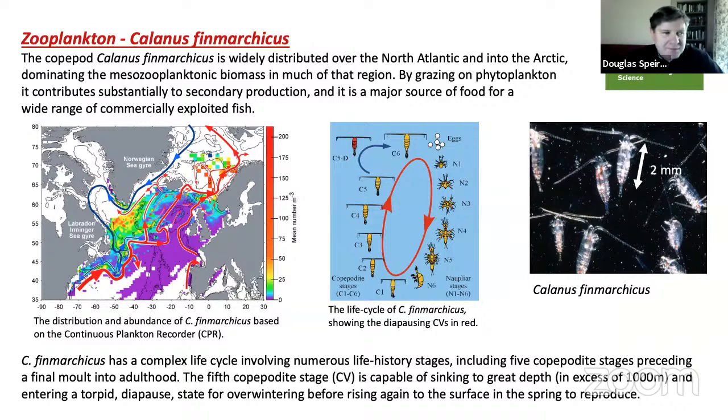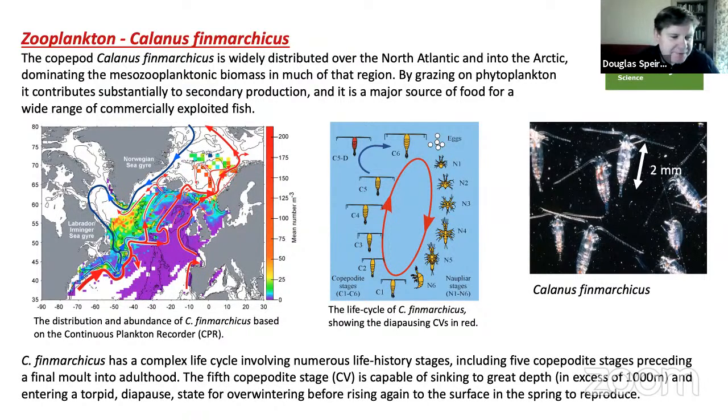So I want to start the main part of the talk then with something about zooplankton. And I guess, given the response to the poll, that this species I'm going to talk about, Calanus finmarchicus, will not be familiar to you. But it is an extremely abundant species in the North Atlantic. And it has a very wide distribution.